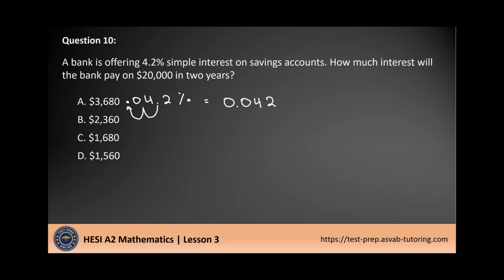Since we want to find what 4.2% of 20,000 is, we're going to multiply. So we'll be doing that 0.042 times 20,000. We'll do that right over here. Ignore the zeros, ignore the decimals. So we have 42 times 2. 2 times 2 is 4. 4 times 2 is 8. Let's count these zeros. 1, 2, 3, 4. We'll add those here.